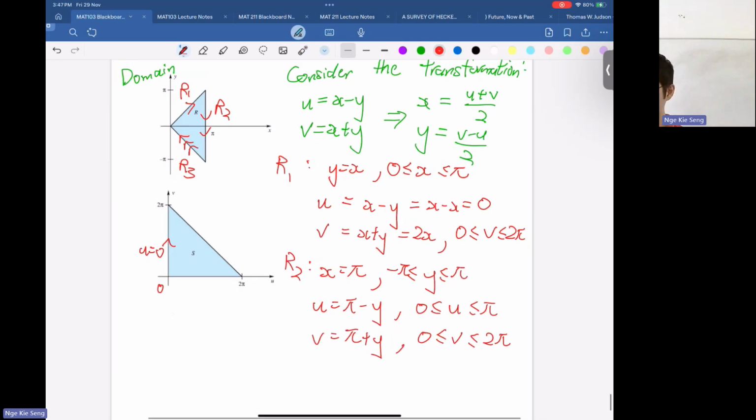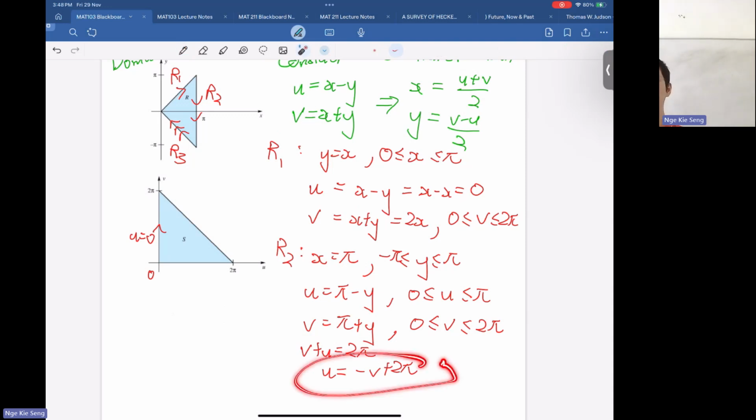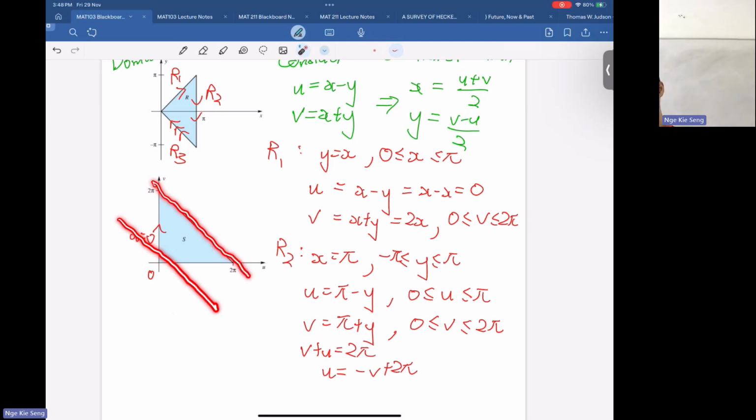V plus U equals 2 pi. You are using the relation here. But V plus U equals 2 pi means what? U equals minus V plus 2 pi. So this is a linear line in the UV plane. U equals minus V is like this, right? But you're shifting it by 2 pi. So you're intersecting the V axis at 2 pi, and you can check that you also intersect the U axis at 2 pi. Okay, so the new R2 is here.